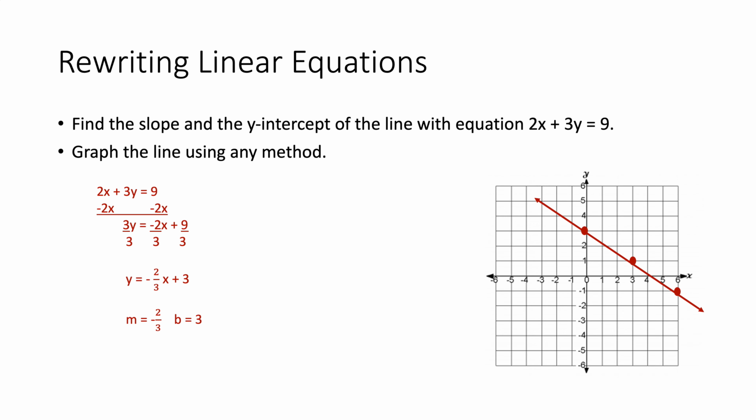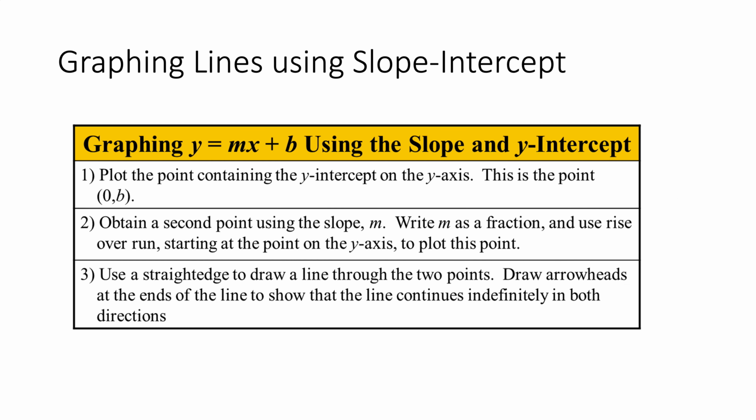Okay? So what do you need to remember about graphing using slope-intercept? Plot the point containing the y-intercept on the y-axis. That's always just the number at the end. Or it pairs up with 0 if you're doing the table. And then get a second point using slope. In other words, find the slope and then you do up and over, up and over, up and over. And then connect the dots. Straight edge is nice. If you don't have a straight edge, it's not the end of the world.